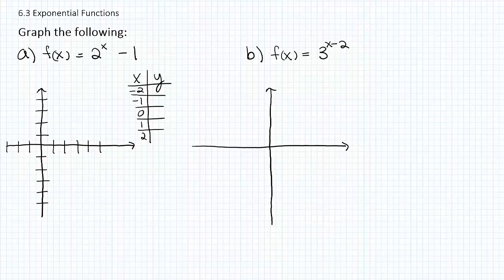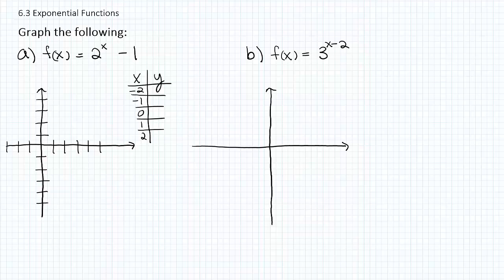Graph the following. All right, so in example A, we have f of x is equal to 2 to the x power minus 1. What you want to do when you graph an exponential function is identify some key components. One of the things you'll need to know is where the intercepts occur. Another thing you need to know is where the asymptote occurs in the graph. And then finally, you'll need to know generally where it's increasing and where the function is approaching the asymptote.